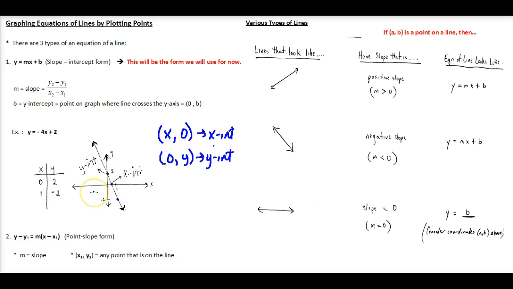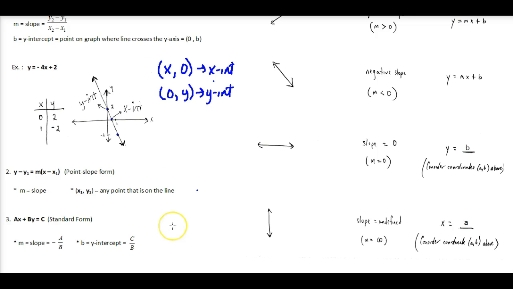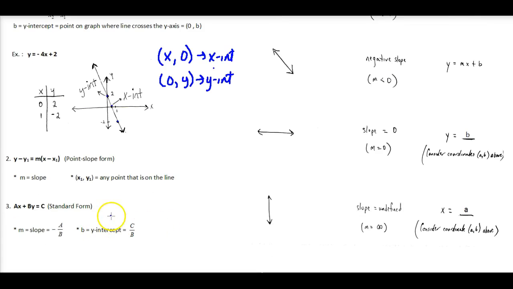Okay. Now let's go ahead and move on and talk about some other forms of an equation of a line. This is what we call the point-slope form, because we can use the slope, which is m again, and if we know any one point that is on the line along with the slope, we can plug it into this formula. And so our last form of an equation of a line is what's called the standard form.